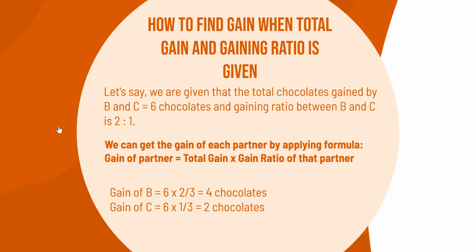So we know for a fact that gain of B is 4 chocolates and gain of C is 2 chocolates. So in any question where the total gain is given and the gaining ratio is also given, to get the gain of the specific partner, we need to take the total gain multiplied by the gain ratio of that partner.